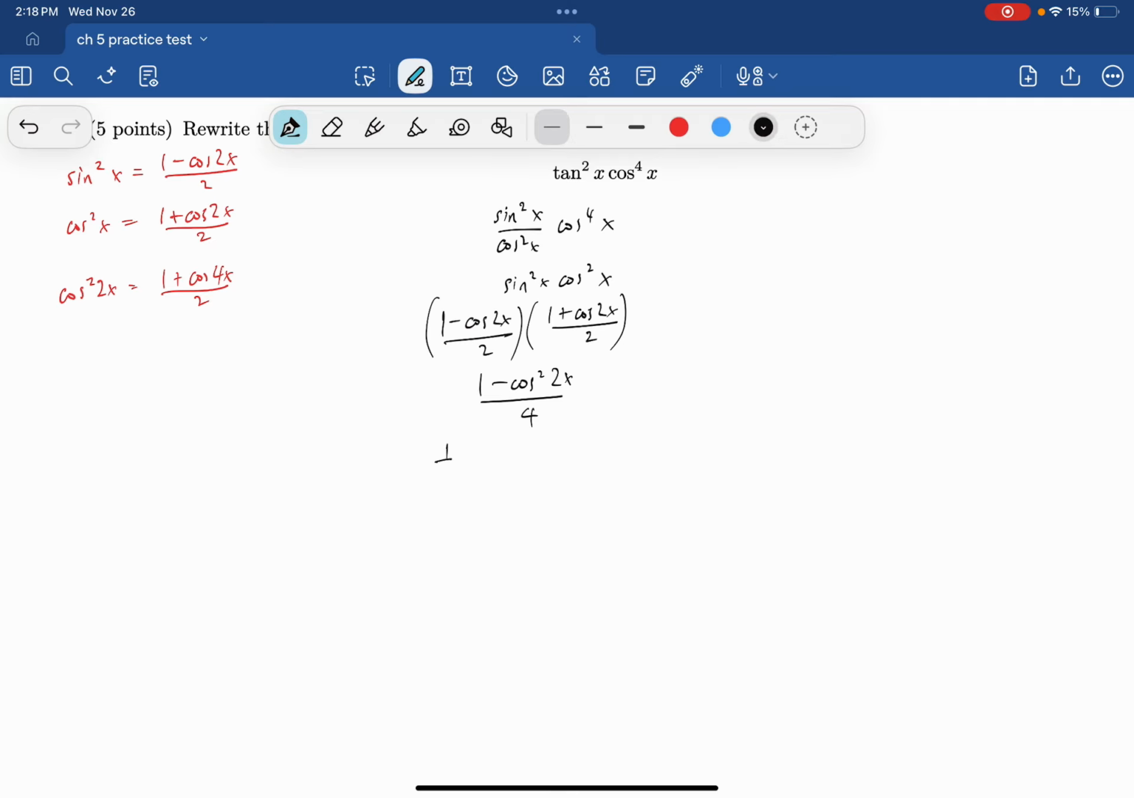And so that means this is equal to 1/4 minus 1/4 times 1 plus cosine 4x over 4. Which leaves us with 1/4 minus 1 over 16 minus 1 over 16 cosine 4x, which is 3/16 minus 1/16 cosine 4x. And we would be done.